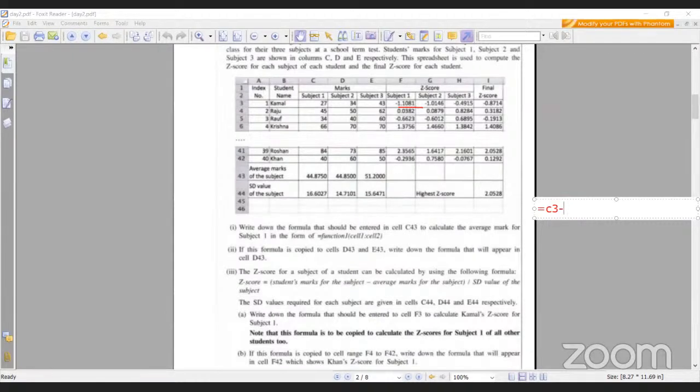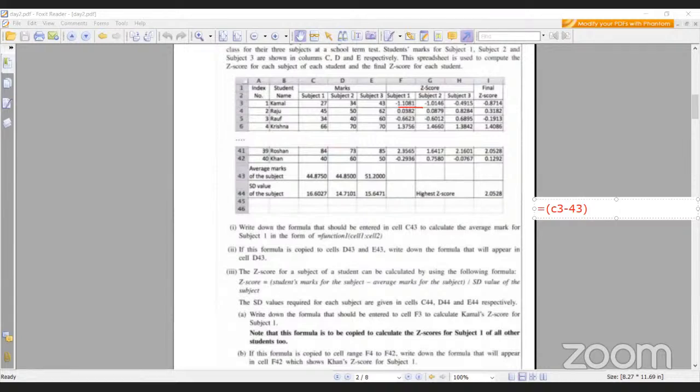Then what? Student marks for the subject minus average marks for the subject. Now this you have to bracket. If you don't have bracket, that is also wrong. Minus again average marks for the subject. So average marks is given for the subject 1. It is there in the cell C43. Now I didn't put any dollar mark. I am just writing it. You can understand it easily.